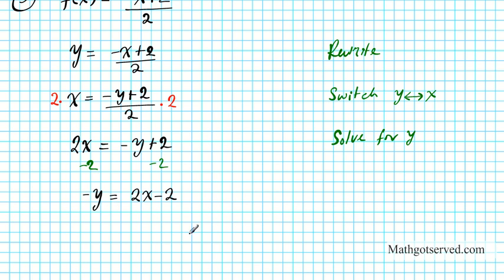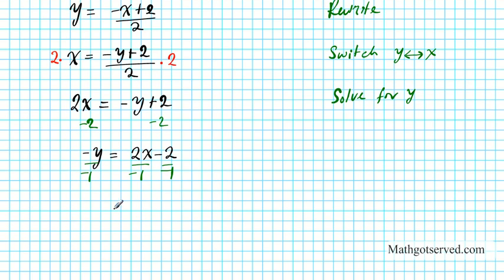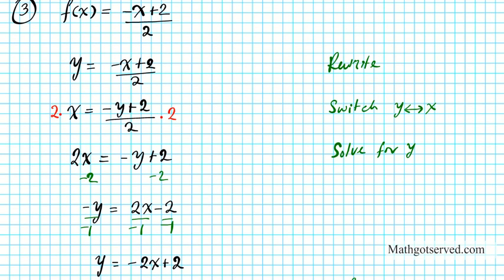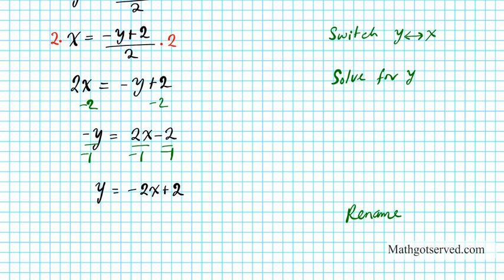And then to get rid of this minus, we divide everything by negative 1. So divide by negative 1. Every single time, okay? So when you divide by negative 1, what happens is all the signs switch. So you're going to end up with y equals negative 2x plus 2. Alright? To finish this off, we're just going to rename our final answer as an inverse of the original function. So the original function was f of x. So our inverse is going to be f to the negative 1 of x equals negative 2x plus 2. And there goes your final answer.